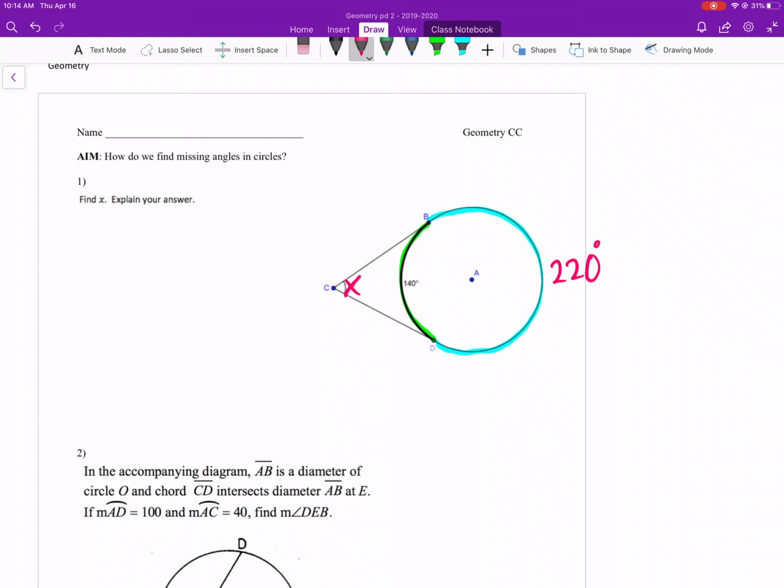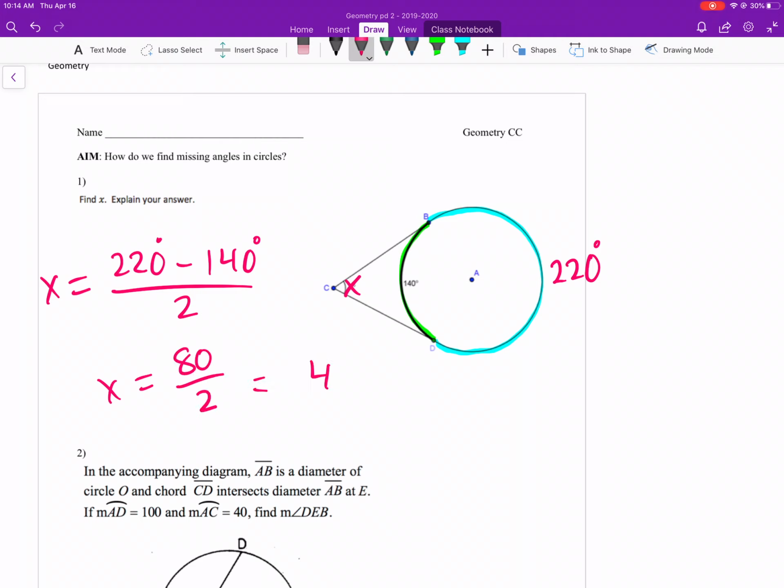That's the entire circle. So whenever it's an exterior angle made from 2 tangents, the minor arc and the major arc make up the entire circle. Alright, so to find the exterior angle, major arc, the bigger arc, minus the minor arc, which is the smaller arc, and you divide that by 2. We get 80 divided by 2, which is equal to 40 degrees.